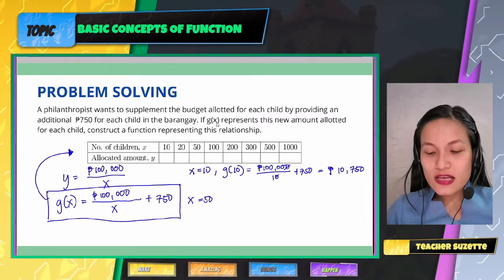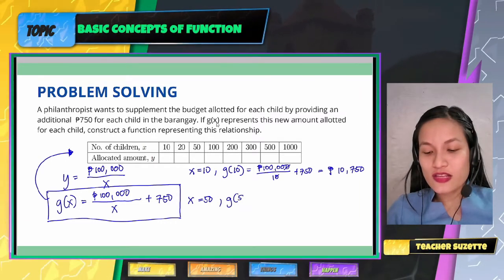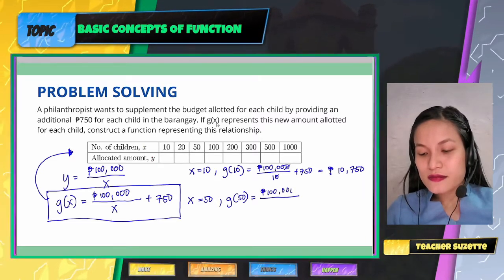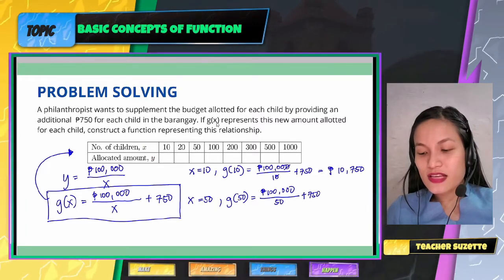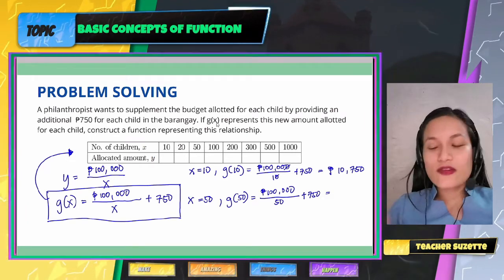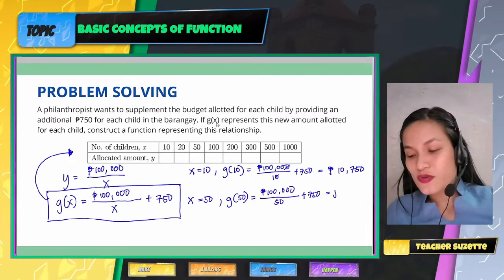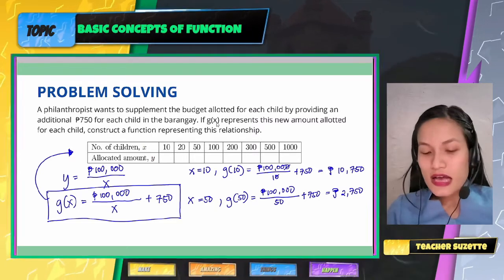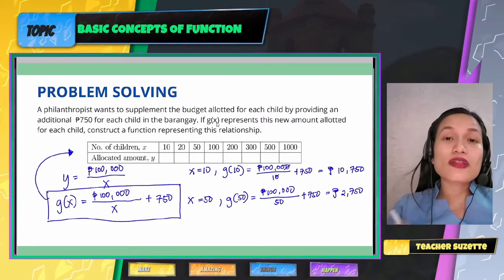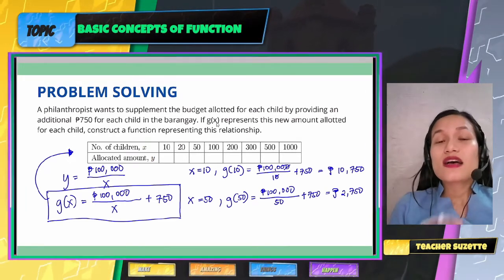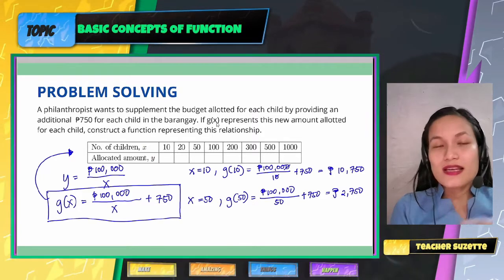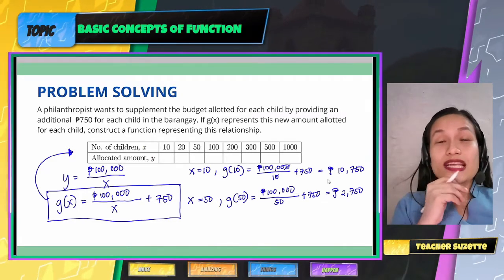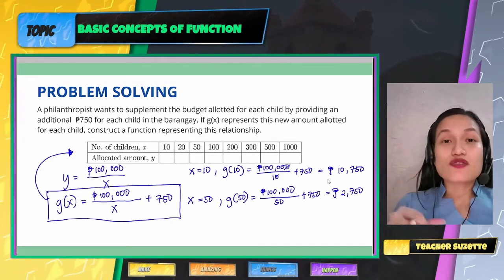So, ganun din, 50. If our x is 50, so you will have g of 50 is equal to 100,000 over 50 plus 750. And alam natin that 100,000 divided by 50 is 2,000 plus 750. So, every child will receive an amount of 2,750. So, ganun lang po. As you evaluate each table, mag-add ka lang po ng 750 pesos dun sa na-solve mo last time na table, yung kaninang previous examples. So, ganyan lang po yung mga examples na you might encounter or real-life situations na ginagamitan or actually gumagamit ng rational functions.